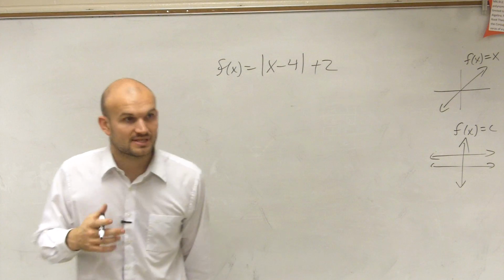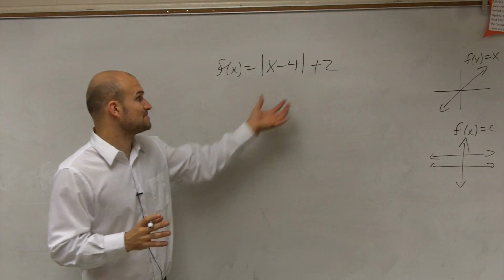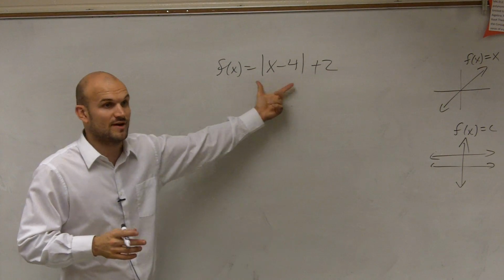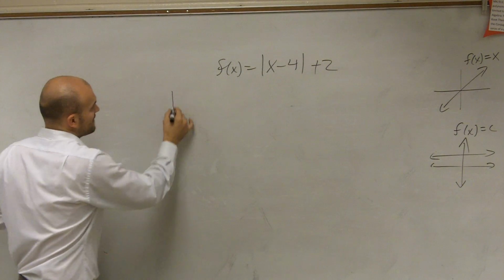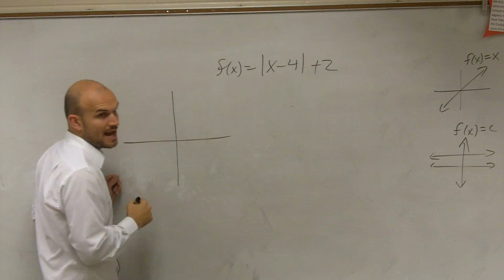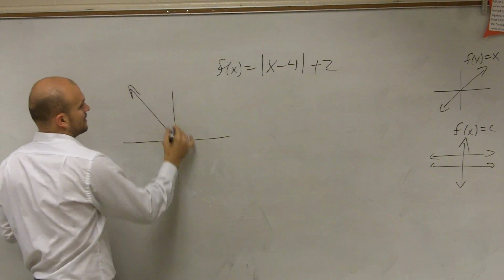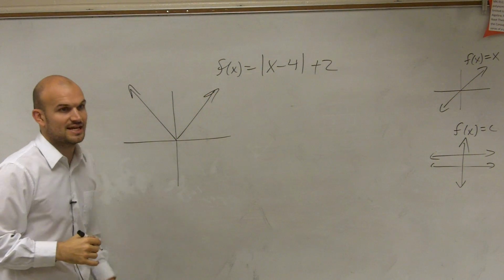Quadratic. Close. It's an absolute value. The reason why it's absolute value is because I have the absolute value brackets on here. So it's an absolute value sign. The main important thing I need to know about an absolute value is that it takes this form.